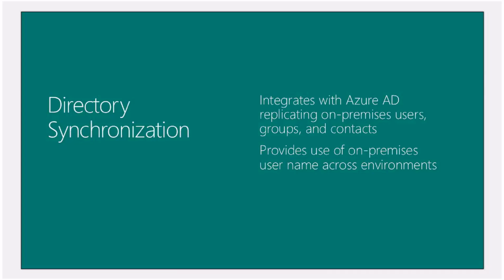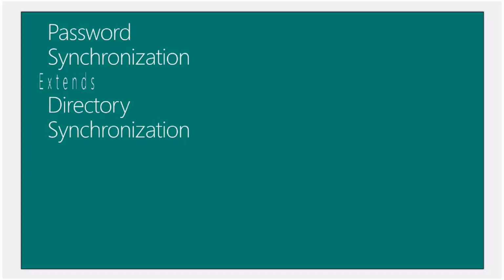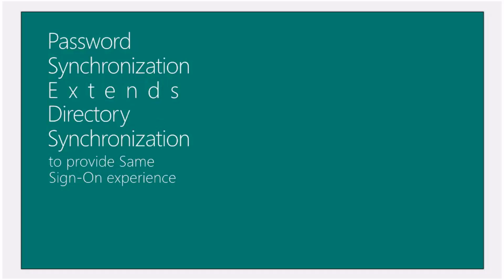From a directory synchronization perspective, effectively what it does is it integrates with Azure Active Directory by replicating your on-prem users, groups, and contacts to Azure Active Directory. And it provides a facility by which your users can access online services using their corporate credentials.